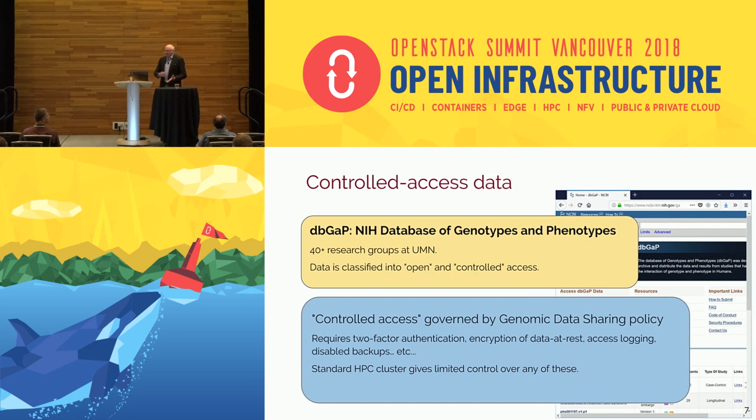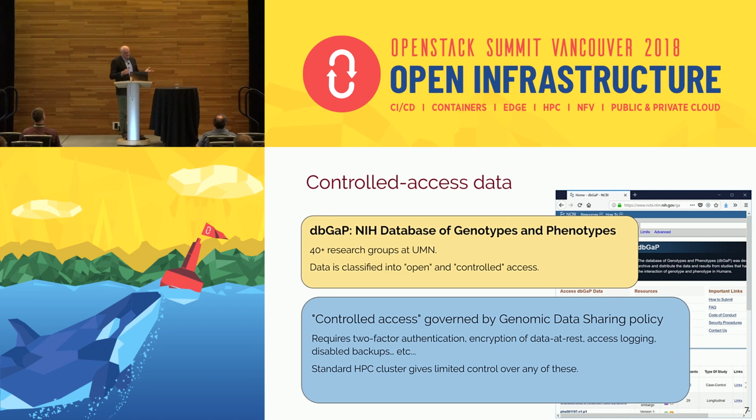So for the controlled access data, we had a particular use case in mind. It was dbGaP, which is the National Institutes of Health database of genotypes and phenotypes. And we'd had an increasing number of researchers coming to us wanting to work on this kind of data. We have over 40 research groups working on dbGaP at the U. And broadly speaking, it's non-identifiable human genomic data intended for bioinformatics research.